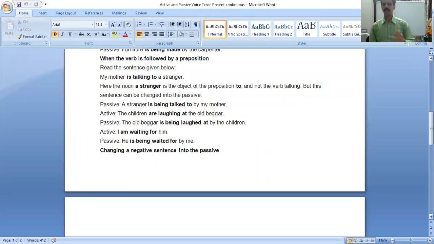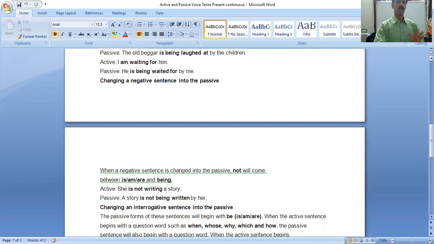This is the case of a preposition in all the tenses, not one particular tense. So you just understand, in present continuous, if I speak this one, this is the case of prepositions. When a verb is followed by a preposition, we must use the same preposition in the passive construction too. We must use it as it is. You cannot omit it. If you omit it, we won't get the correct meaning.